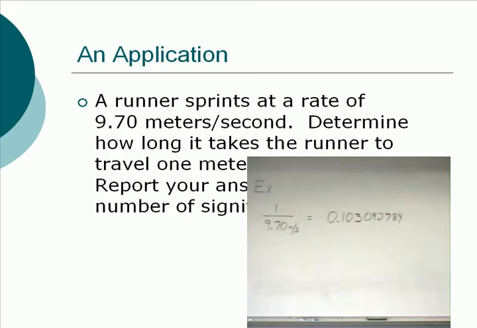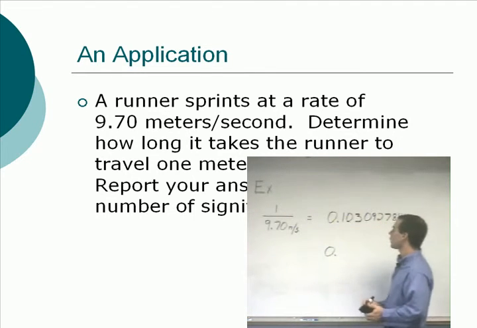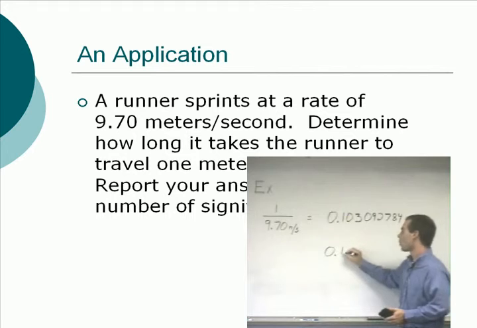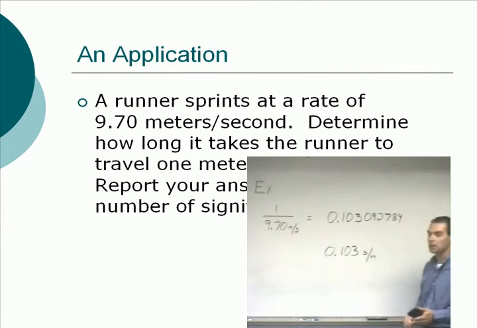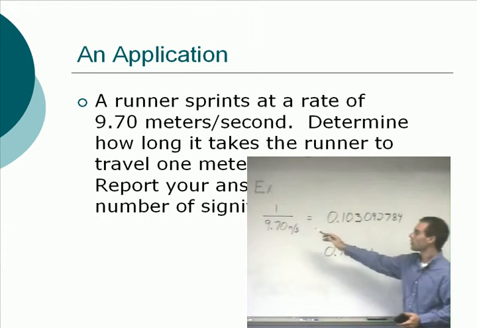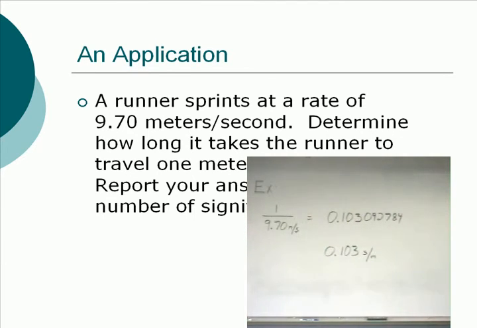Well, what is the correct reciprocal with the right number of significant digits? We'd say that he's traveling at how many seconds per meter? 0.103 seconds per meter. That's right. Started out with 3 sig digs. Take the reciprocal. We preserve 3 sig digs. Good.